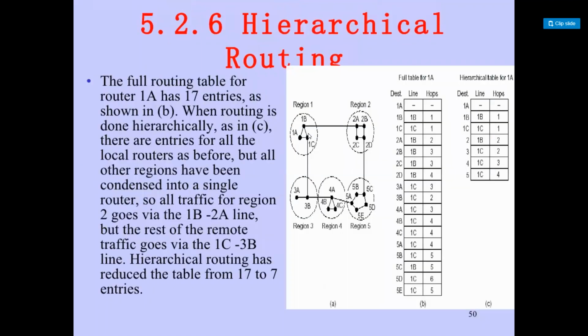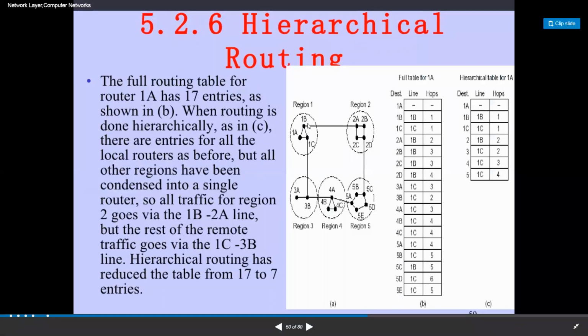This is the example. See here, the routers 1A, 1B, 1C. These three routers are grouped into region 1. Here we are having 5 regions. In region 1 we are having 3 routers, 3 nodes. Region 2 we are having 4. Region 3 we are having 2. Region 4 we are having 3. Region 5 we are having 5.